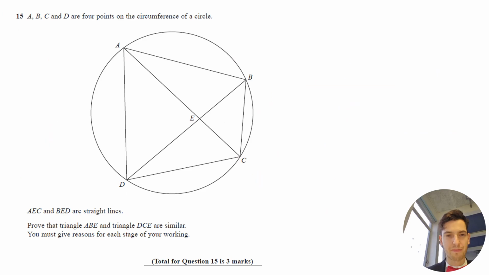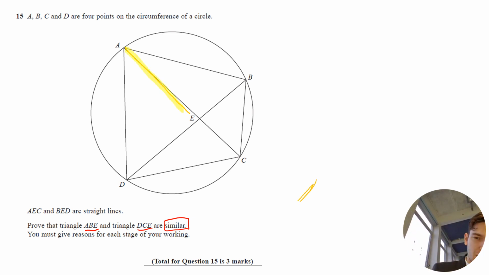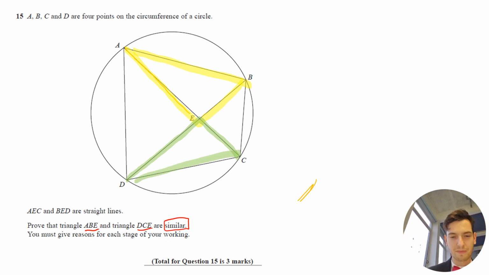Let's move on. Okay, A, B, C, and D are 4 points on the circumference of a circle. And we're asked to prove that triangles ABE and DCE are similar. Okay, so the first thing I'm going to do is highlight ABE. So that is ABE. And in a different color, I'm going to highlight DCE.